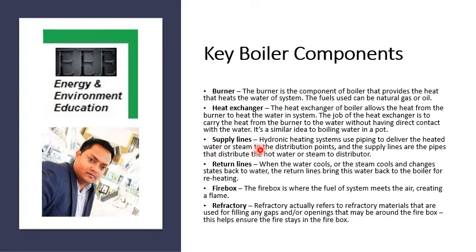And so, supply lines: the hydronic heating system uses piping to deliver the heated water or steam to the distribution point. So the pipeline which is used to distribute the steam generated inside the boiler is called the supply lines. Return lines: when the water cools, like in the case of condensate recovery, the steam cools and changes back into water. Return lines bring this water back to the boiler for reheating. This is called the return lines, friends.